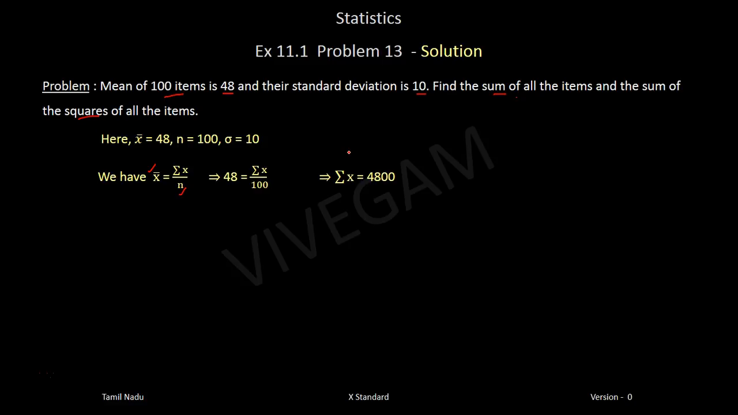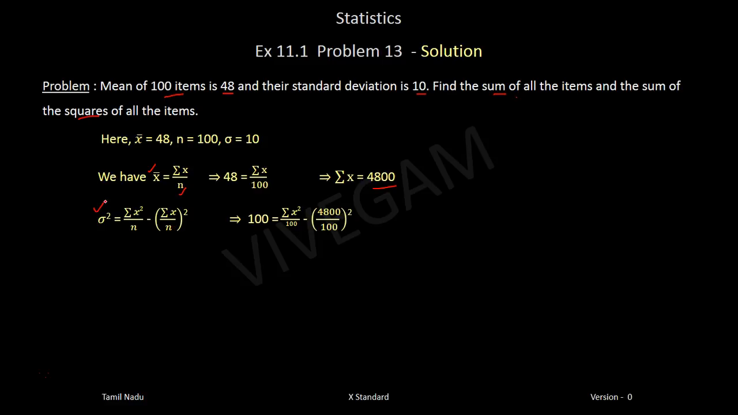The first part. So x bar is 48, so it will be sigma x by n, that is sigma x by 100, where n is 100. So sigma x will be 48 into 100, that is 4800. Okay, now similarly, we'll have to write a formula for variance, which is sigma square, that is sigma x square by n minus sigma x by n the whole square, or actually this is mean square. Either way it's the same.